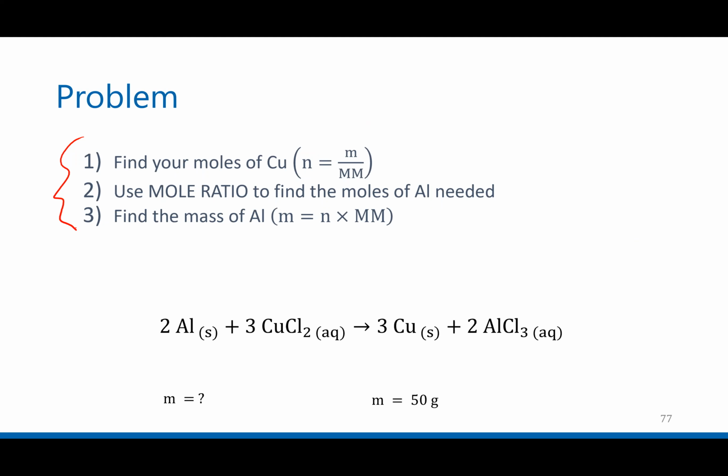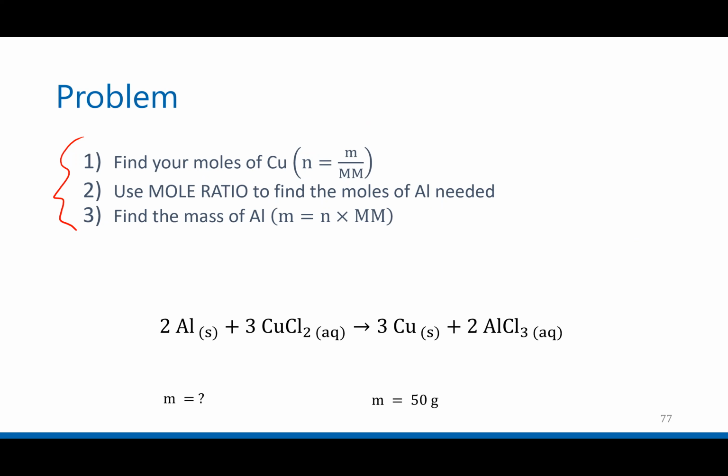Well, the mole ratio is called the mole ratio for a reason. We can only use the mole ratio with moles. I cannot use masses in my mole ratio. It's not called a mass ratio. It's not called a volume ratio. It's called a mole ratio. And I've told you guys this before.